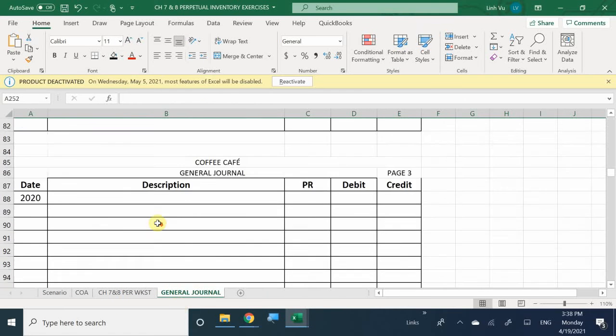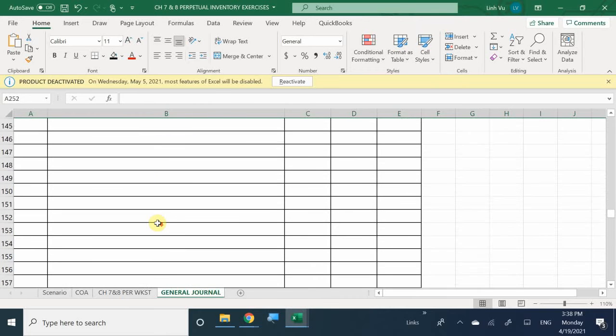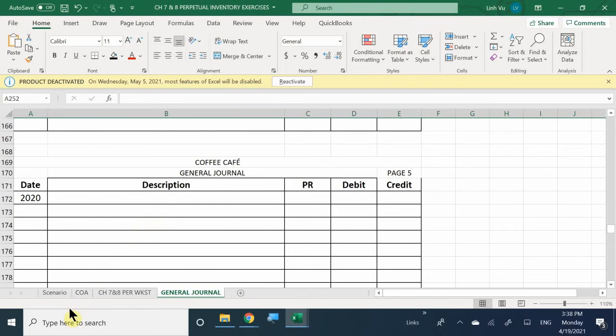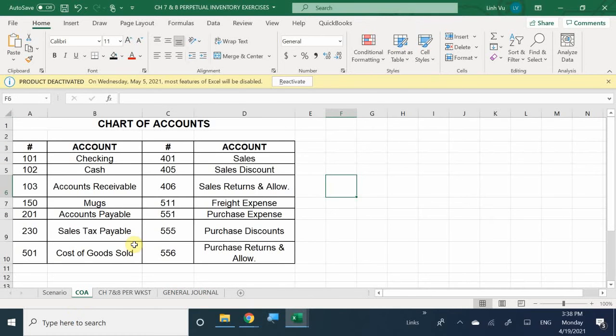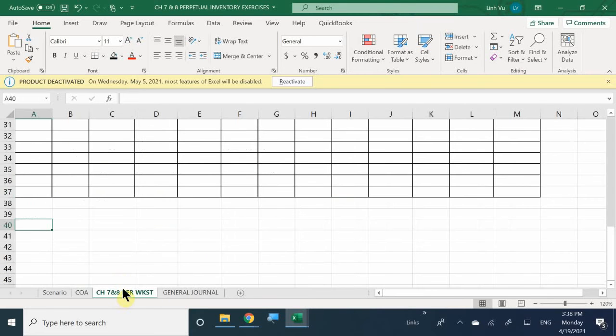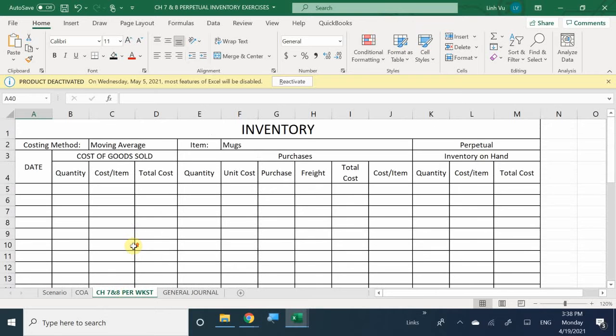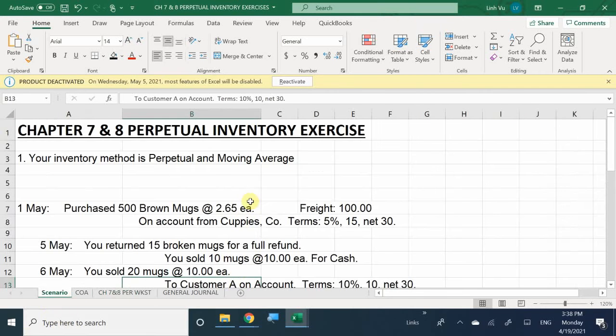Should be a decent amount of pages, okay? 3 or 4 or 5 pages, right? We have a chart of accounts, right? Because every transaction we need to do, we need to have an associated account number with them, okay? And we have our inventory worksheet right here. So we're only doing one problem or one type of method. So let's go ahead and take a look at here, all right? So this is what we're going to be practicing, chapter 7 and 8.